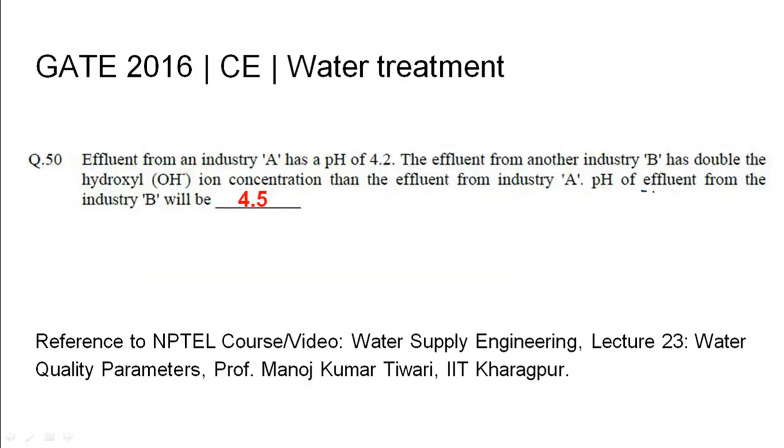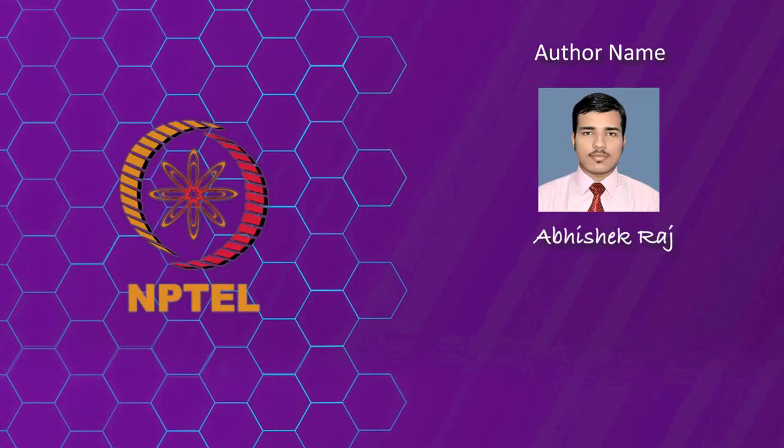So the pH of effluent from the industry B will be 4.5. The relevant NPTEL reference has been mentioned.